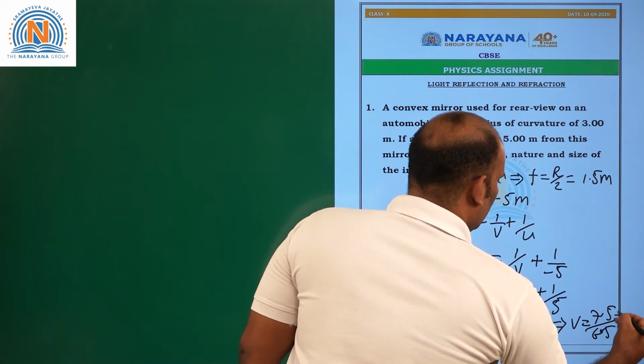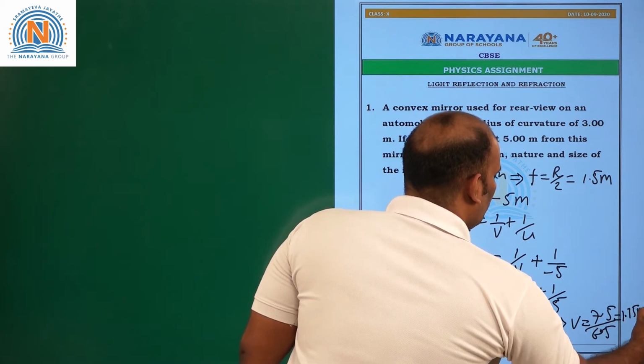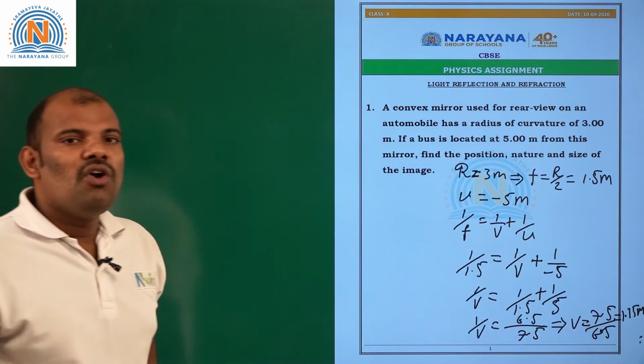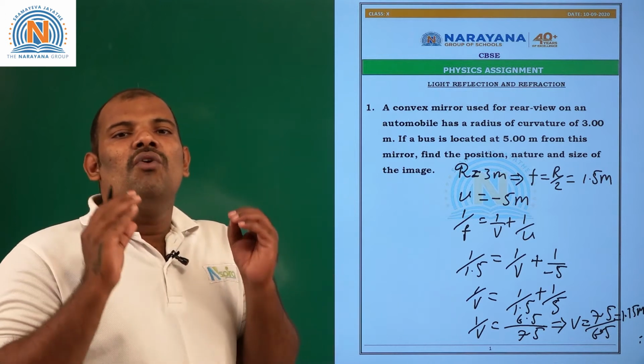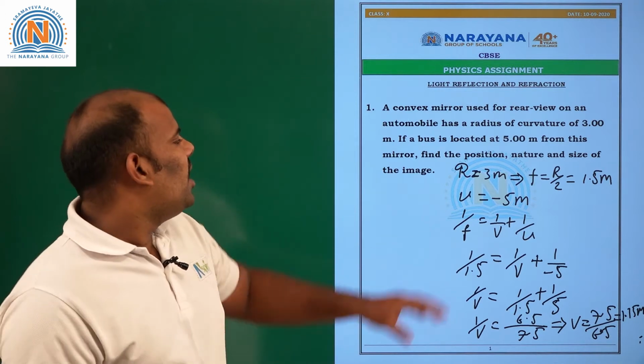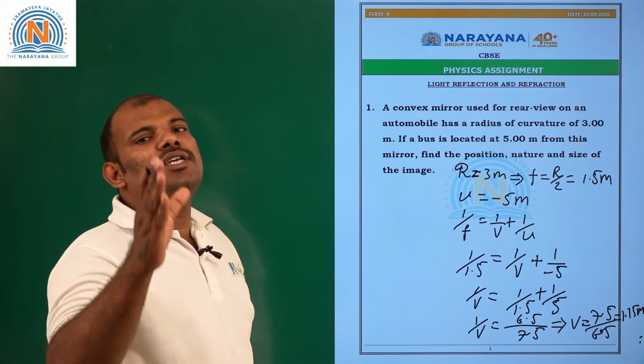So the answer is 1.15 meter. The position of image is at 1.15 meter. Okay. Now we'll find the size, that is magnification of the object.